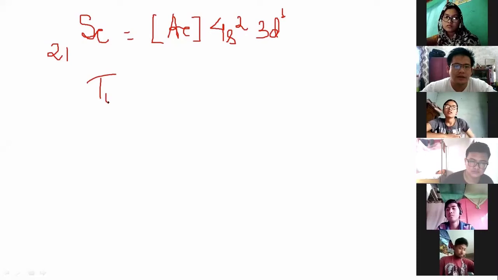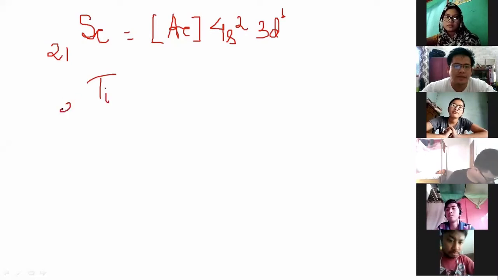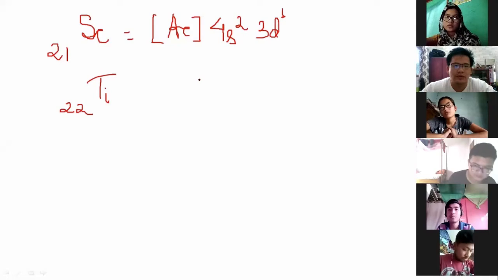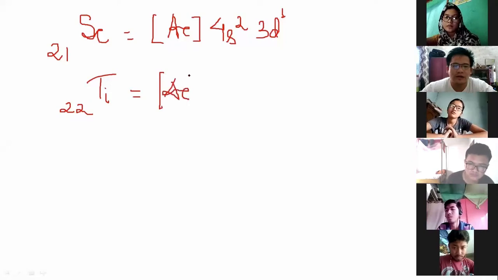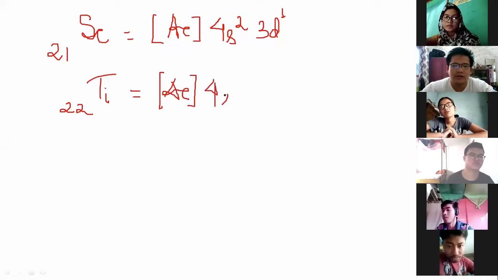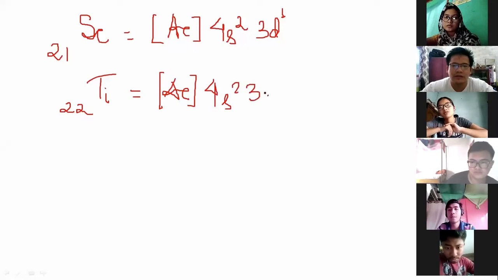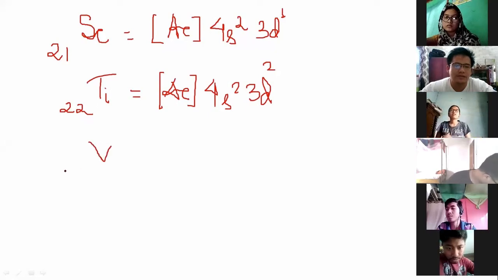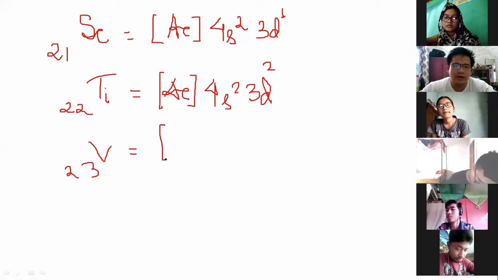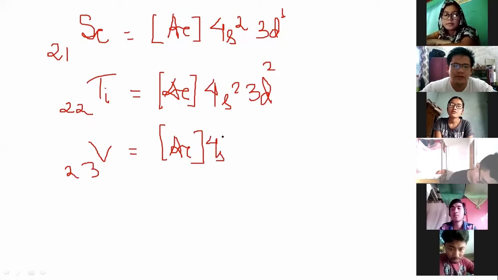Titanium, right? What is the atomic number of titanium? 22. Argon, 4s2, 3d2. Very good. Then vanadium, what is the atomic number? 23. Argon, 4s2, 3d3. Very good. What is the next element?